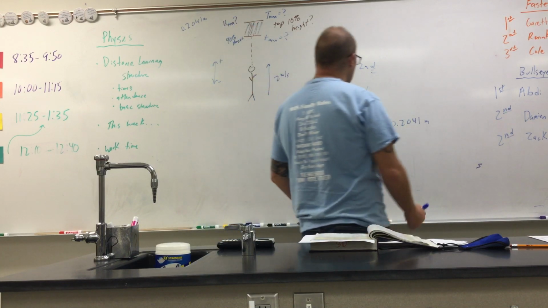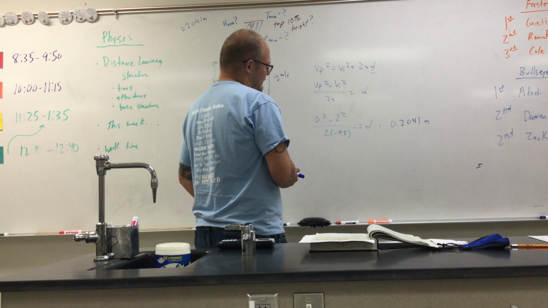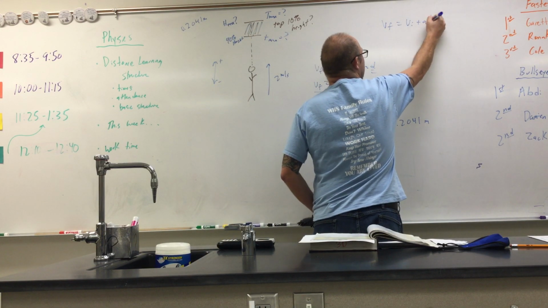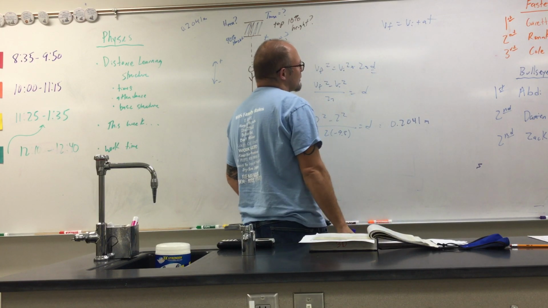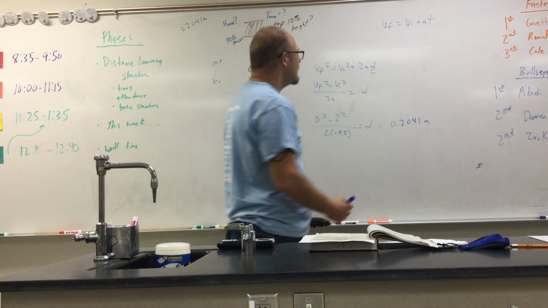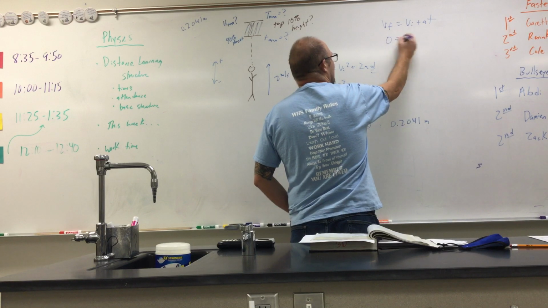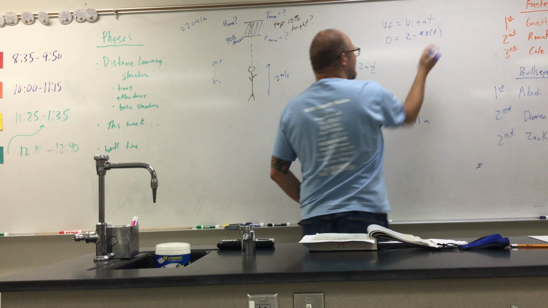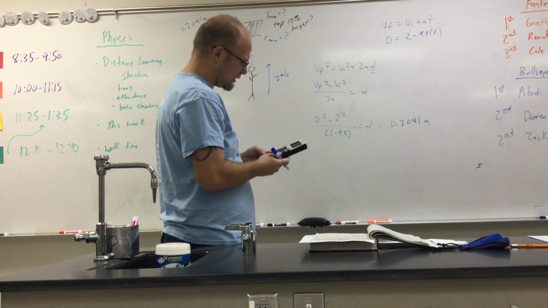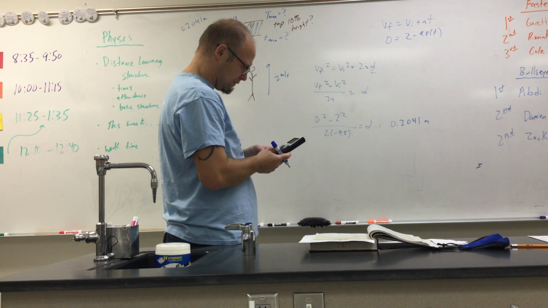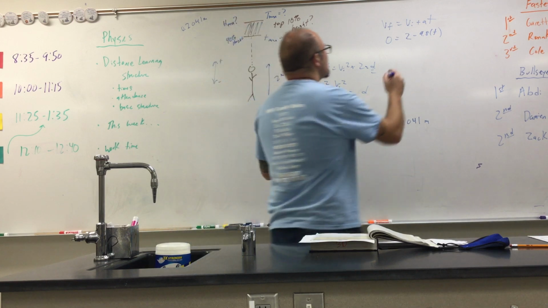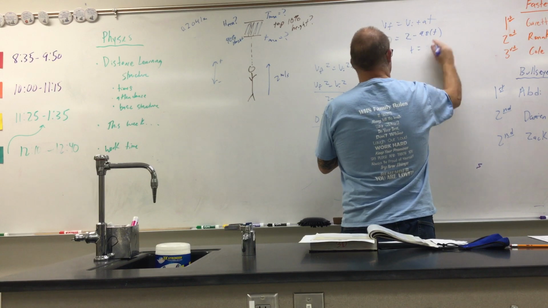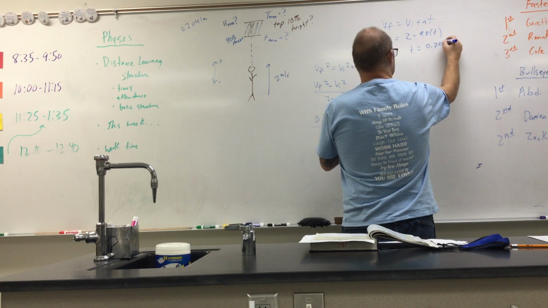Well, we're looking for time, so there's a couple ways you could do it. Probably the easiest way is to do VF equals VI plus AT. You could use a distance formula, and you'll get the same answer either way. At the top of the jump, the final velocity is 0. At the initial part, it was 2 minus 9.8 times t. And so if you want to figure out how long it takes to get to the top of your jump, it's going to be 2 divided by 9.8. So t is 0.2041 seconds.